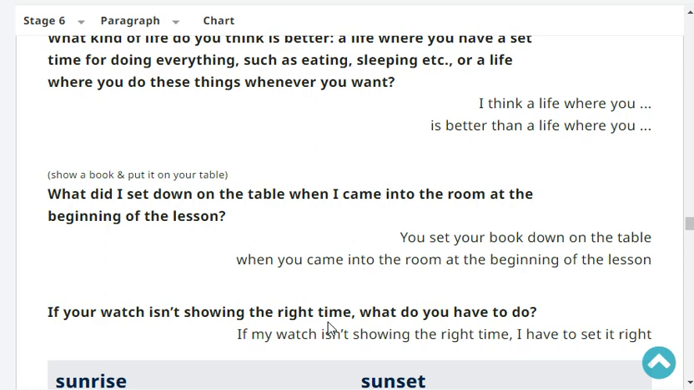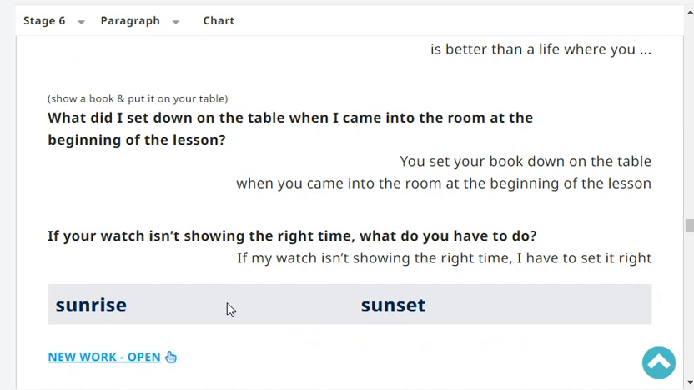Very good. What did I set down on the table when I came into the room at the beginning of the lesson? You set your book down on the table when you came into the room at the beginning of the lesson. If your watch isn't showing the right time, what do you have to do? If my watch isn't showing the right time, I have to set it right.